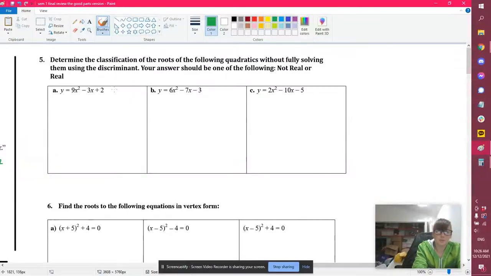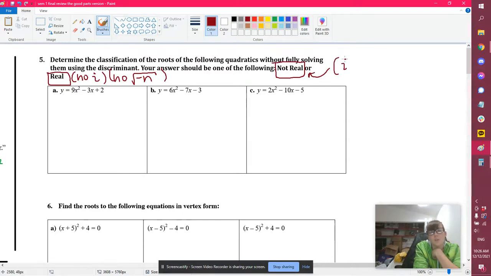Also for Module 3. Module 3 was a huge one, remember? Also for Module 3, determine the classification of the roots of the following quadratics without fully solving them using the discriminant. Your answer should be one of the following. We should either say these are real roots or not real roots. Right? So real means no i, so no negative square roots. And not real means there's i's, aka there's negative numbers under the square root.